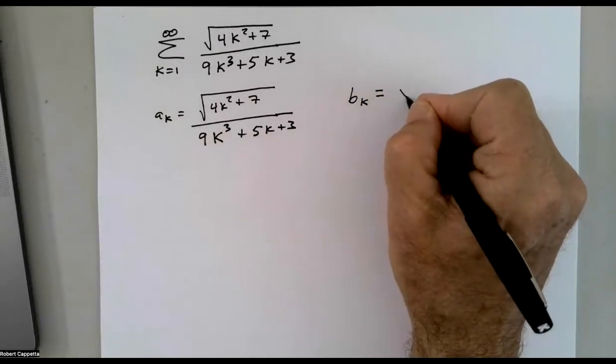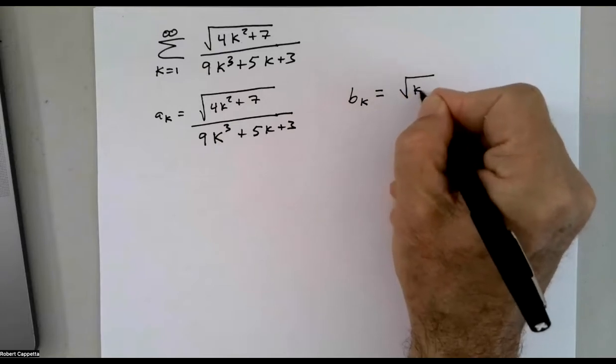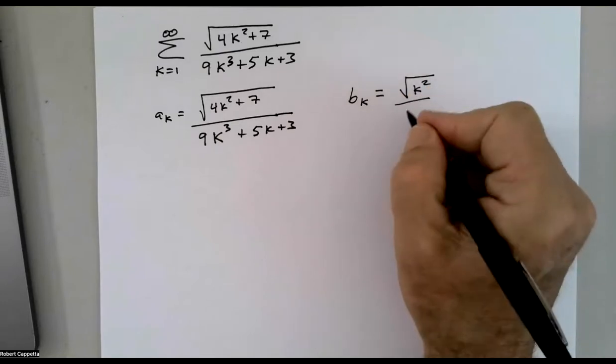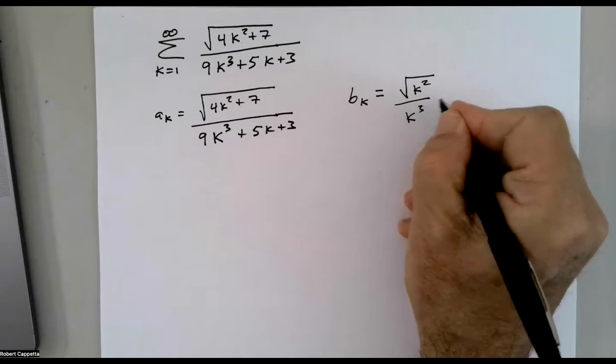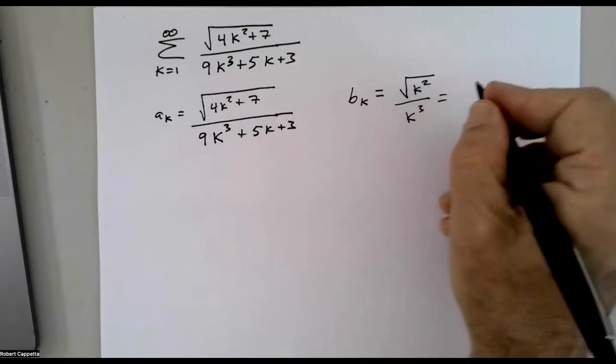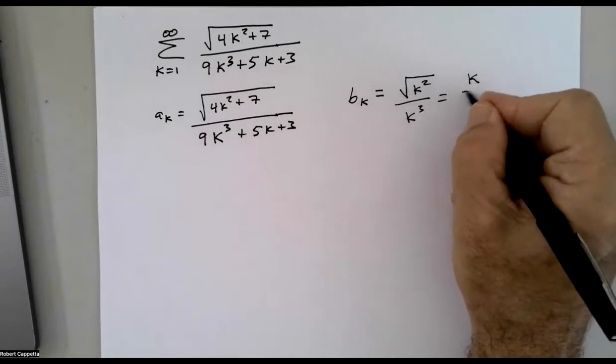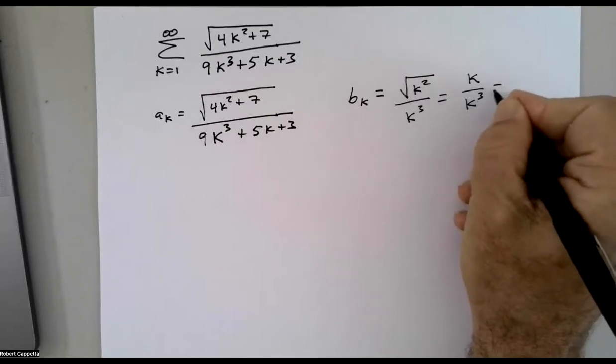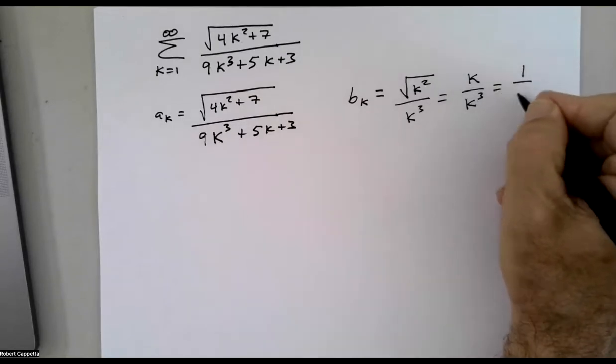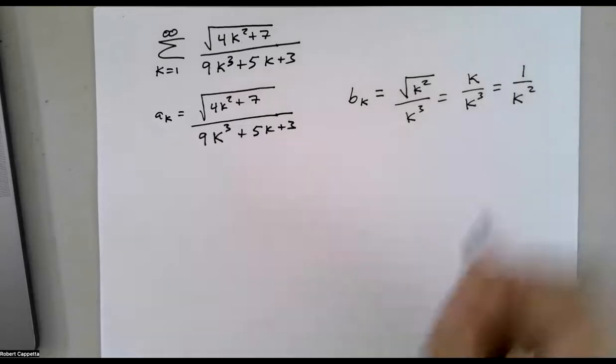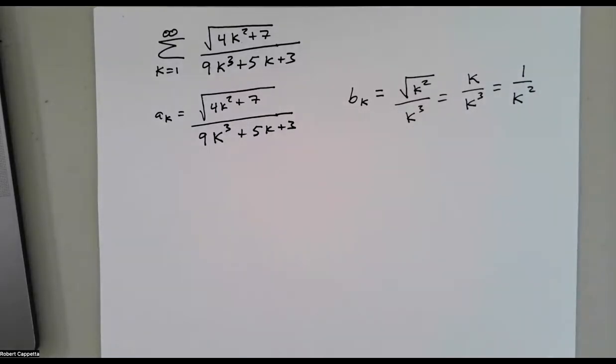But since we're going to infinity, I'm not terribly worried about that. I can just call it k. The bottom is basically k cubed. So the square root of k squared for k being positive is just k over k cubed. And what would that become? That would become 1 over k squared. So that is the series that you should be comparing this thing to.